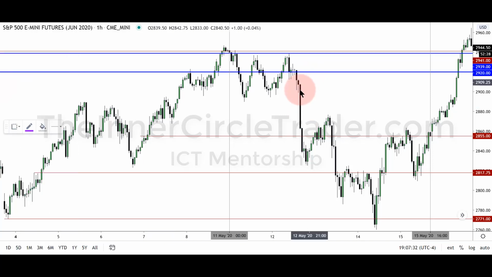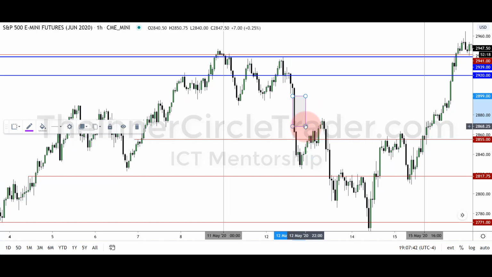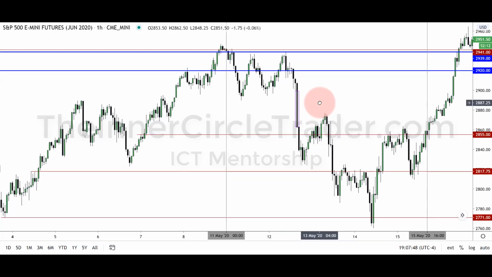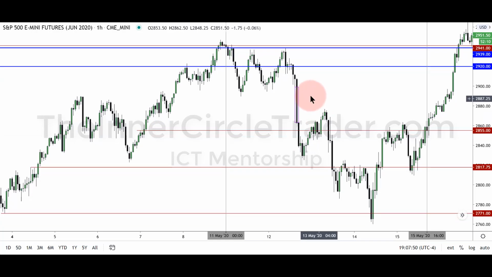Actually, let's use a rectangle. This area here, it's one of those liquidity voids. No, it's not. It's not a liquidity void. It is a displacement. Okay, so this displacement in here does not need to come back up here and rebalance that. Now think about why. Why is that true?